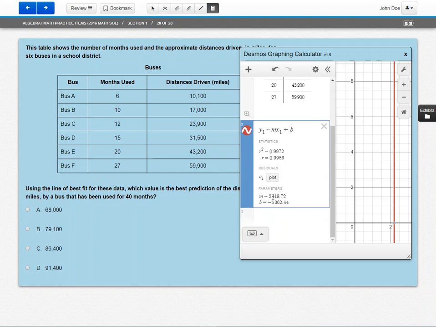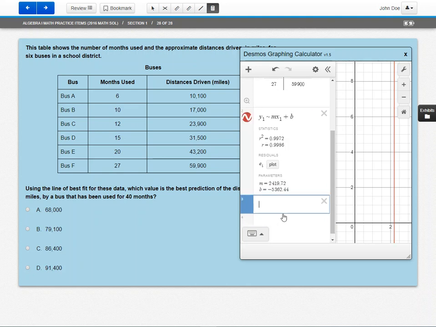It told us our m is 2419.72, and our b is negative 15362.44, right? So I'm going to type in my m, 2419.72 x plus negative 15362.44. All right, I don't need a plus negative, I can just write minus. But then there's my equation, right?